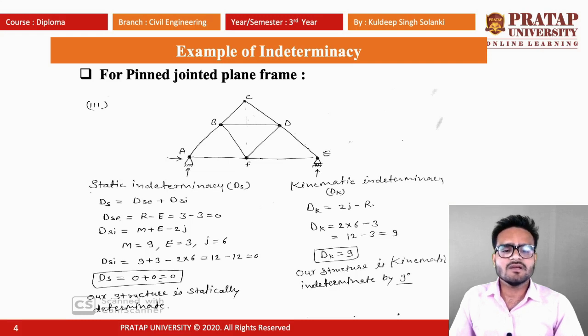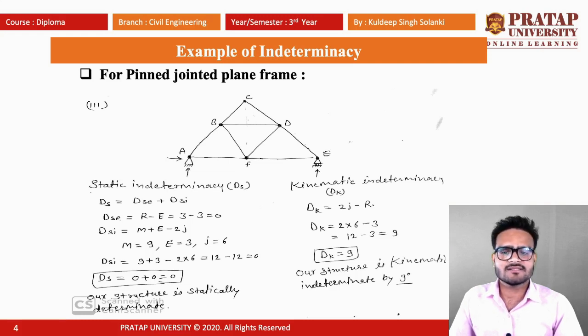Okay. Now we can calculate kinematic indeterminacy. The kinematic indeterminacy DK formula is 2J minus R. J is the number of joints. How many joints? 6 joints are available. So the value of J is equal to 6 and R is the external reactions.